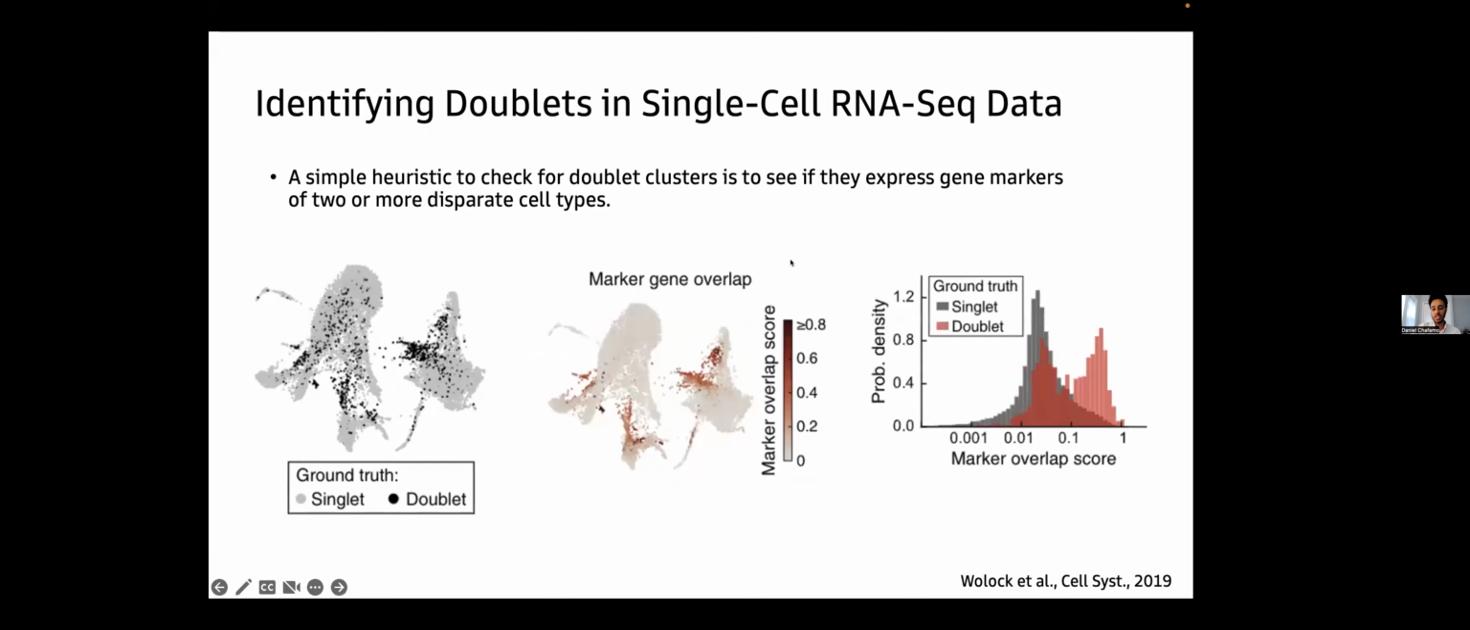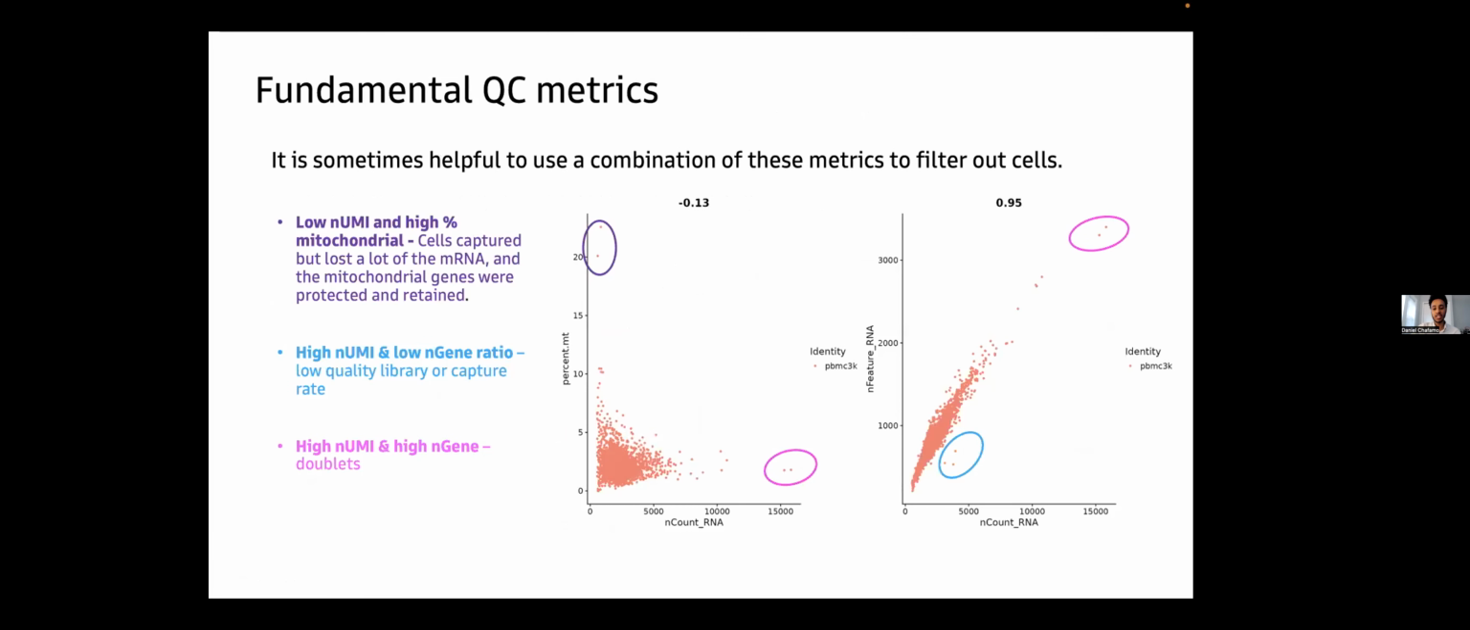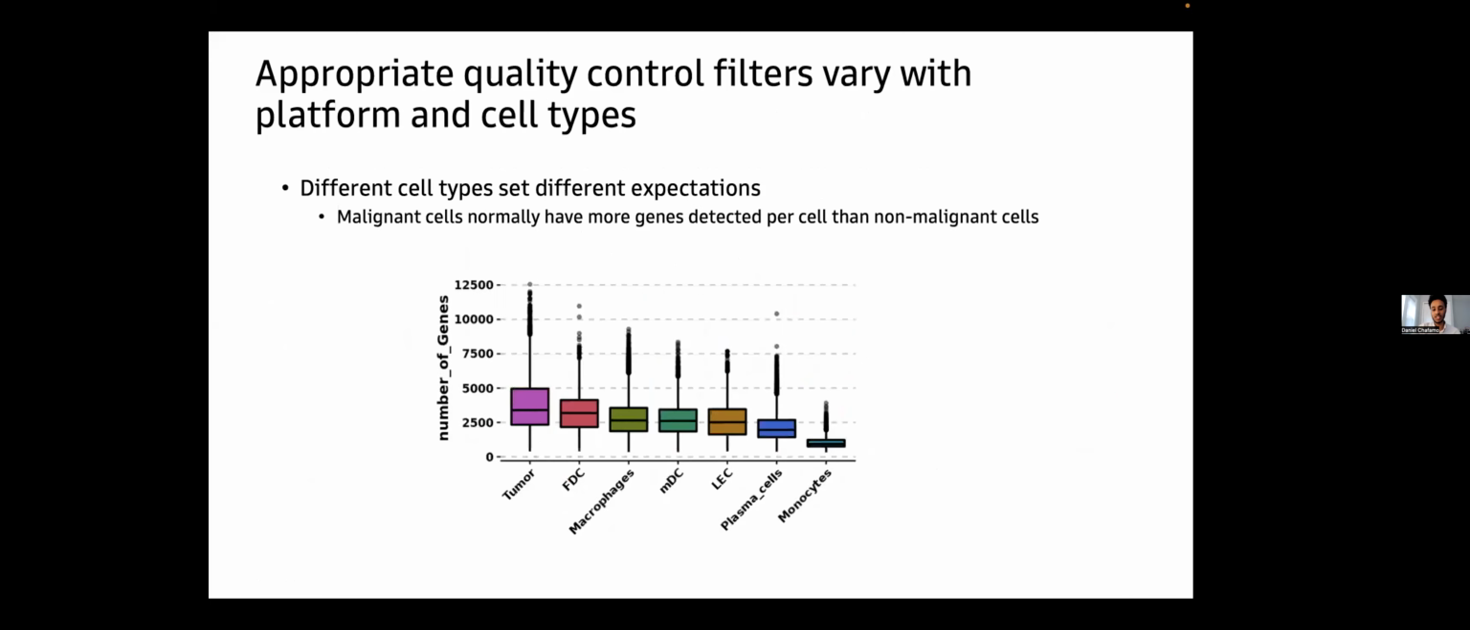Usually, without even going into doublets or singlets, we have this filtering where there's some upper cutoff. So if the number of RNA counts is greater than, let's say, 10,000, we'll just filter out everything. That's one of the basic QC steps that also helps us address the issue of doublets.